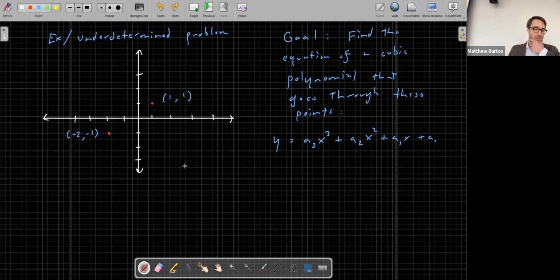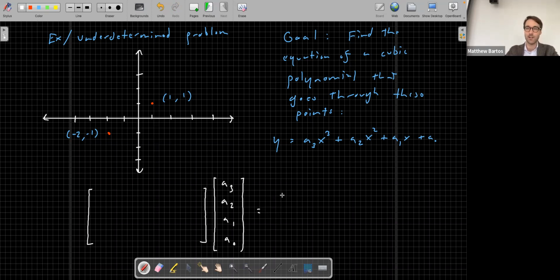Okay, so just as before, we can set this up as a matrix equation. We're going to write this out as before. We have our parameter vector. This time our parameter vector will be a3, a2, a1, a0. And our Y vector will be over here on the right. It's actually going to only be 2 elements tall. So we'll have Y1, Y2.